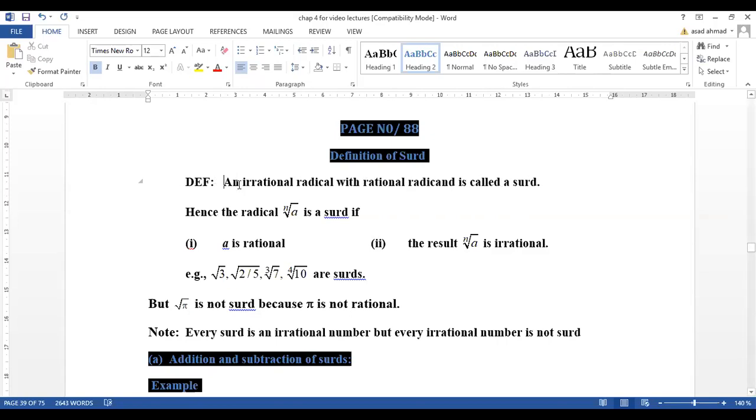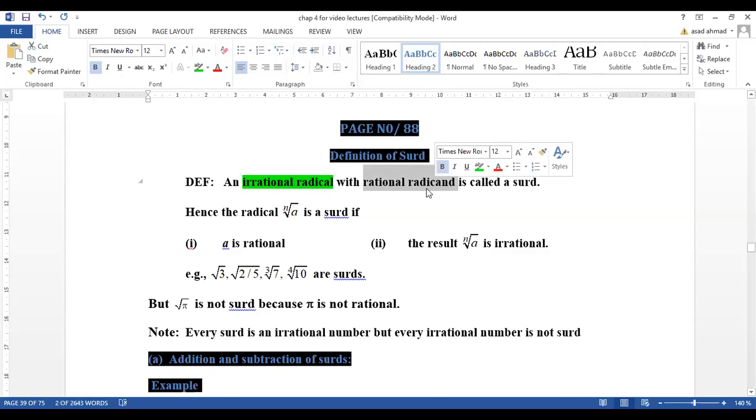An irrational radical, listen. The point is that when you solve the radical, it must be an irrational number. Right? This is the first requirement. And irrational radical means that when you solve the radical sign, the overall answer should be a radical sign with a rational radicand. What is a radicand?